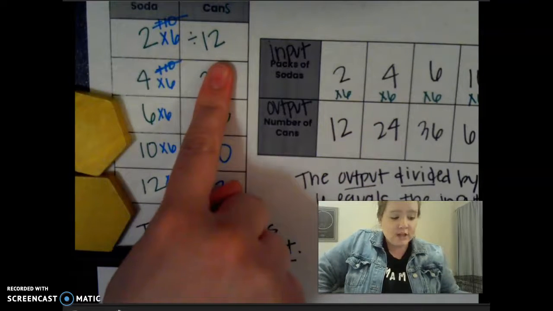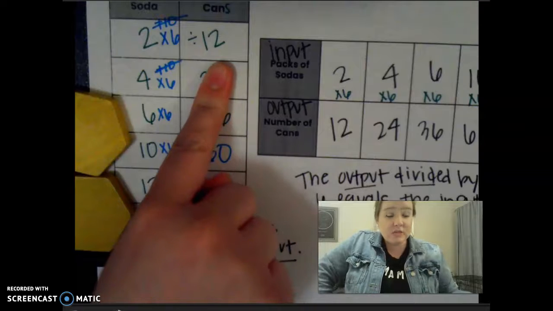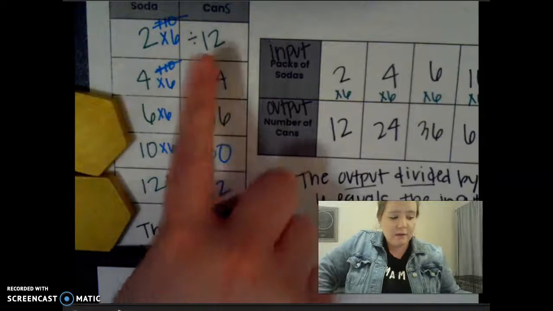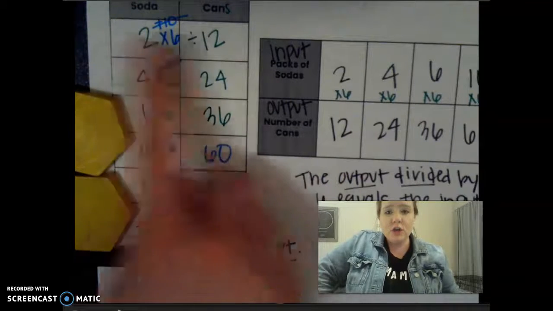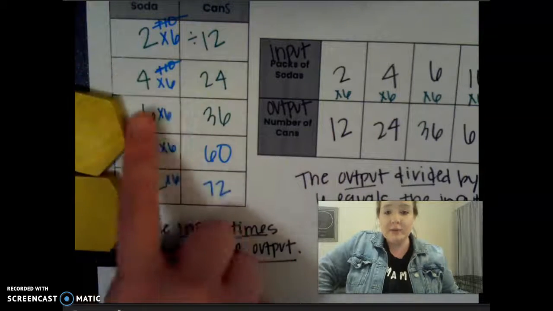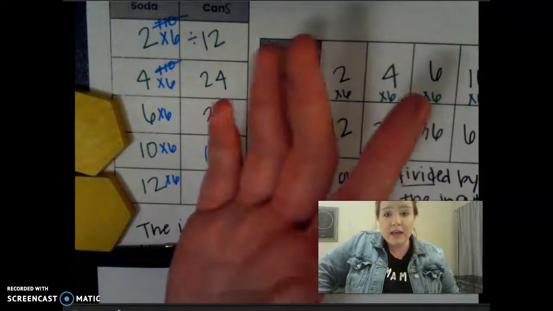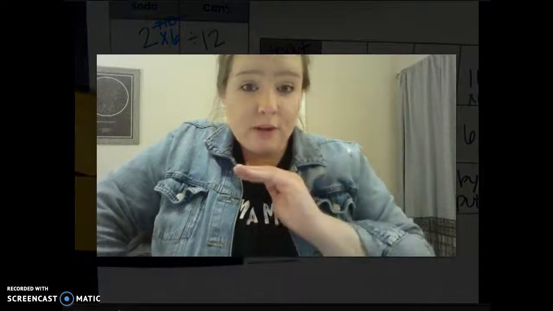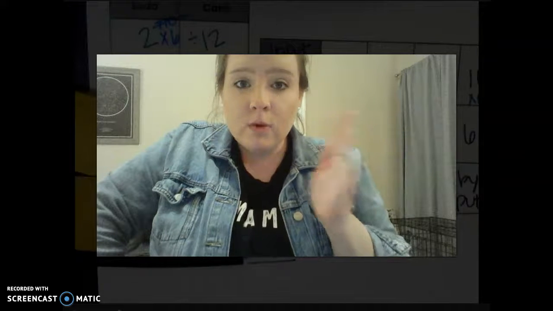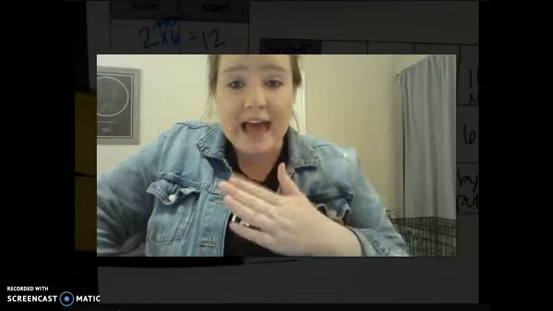If my number was getting smaller, let's say, like this one, from my output to my input, my number gets smaller, 12 to 2, 24 to 4, 36 to 6. My number is getting smaller. I'm doing either division or subtraction. Okay, so that is really important to remember. Whichever way you're going, if your number is getting bigger, you're going to be adding or multiplying. If your number is getting smaller, you're going to be dividing or subtracting. That's just really important to remember.